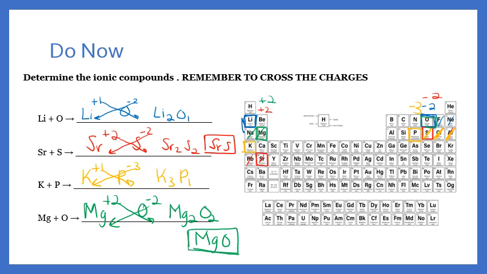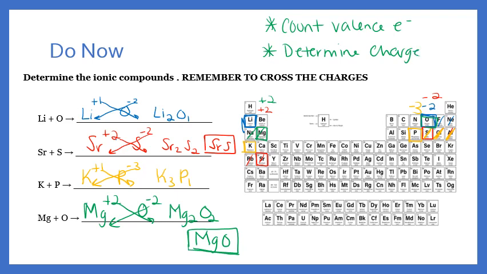That is the do now. To do this, you need to know how to count valence electrons and determine charge. If you are unable to do this, please come see me, all right? Because the rest of this unit and next chapter is going to be really difficult. So if you are unable to count valence electrons and determine charge, please come see me. I'm here on Wednesdays after school, okay? All right, let's move on.